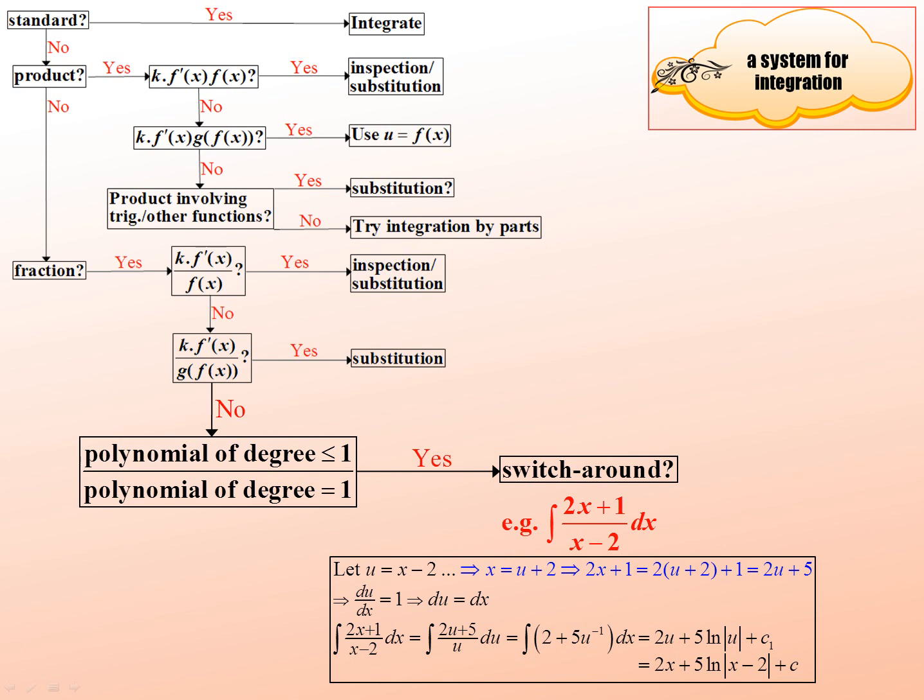Let's do our bits for the substitution. du by dx, well, that's 1, so therefore du is equal to dx. So this here, there, that can become du. That's your 2u plus 5, and that is your u. Separate it into two separate terms now, and we integrate each separately. Remembering, this is 5 over u, so it's 5 ln of the absolute value of u.